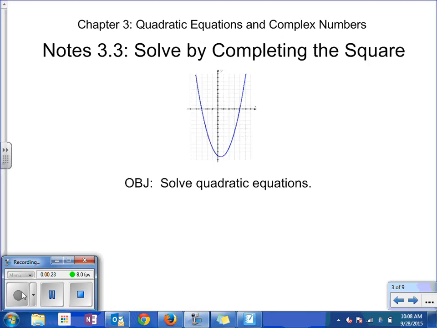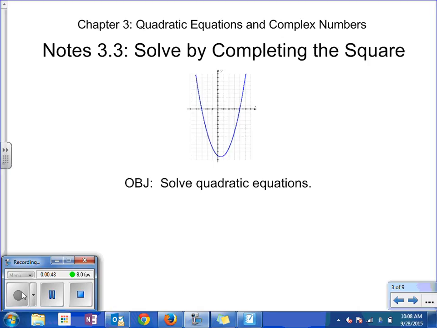Then last week we found two methods of solving. One was called solve by taking square roots. If you have only one x in the whole equation, solve by taking square roots is an excellent plan. We love to do that. The other was solve by factoring. If you have an x squared and an x, you can't solve by taking square roots because they're not like terms. So we did solve by factoring.